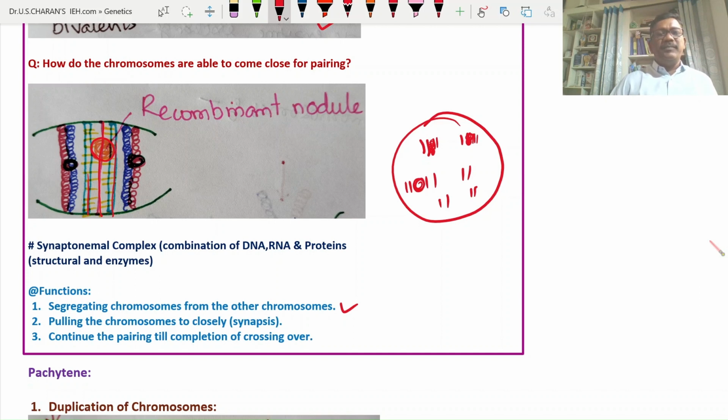The synaptonemal complex also pulls the chromosomes close for synapsis, and then continues the pairing until completion of crossing over. During the zygotene stage, this synaptonemal complex is formed. It maintains the integrity, originality and structure of these two bivalent chromosomes. In the pachytene stage also, till the completion of crossing over, the synaptonemal complex is maintaining the structure of these two bivalents. We will see.